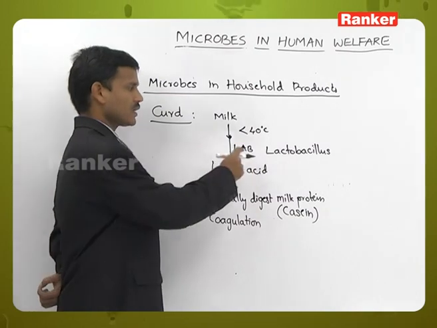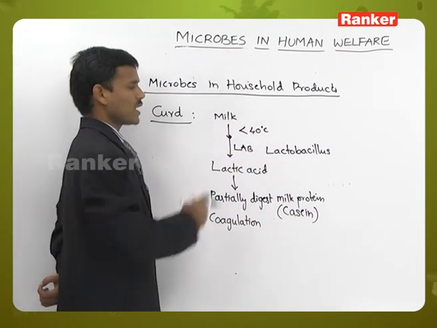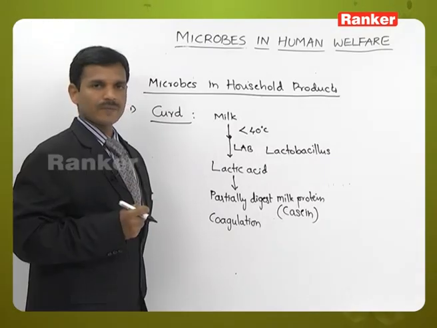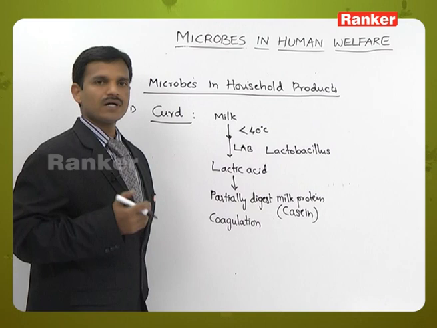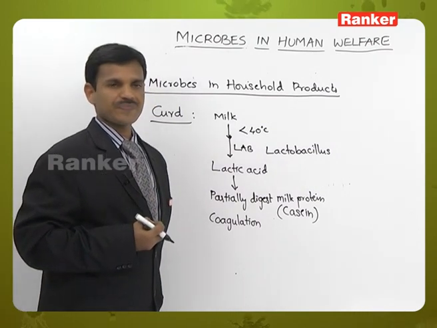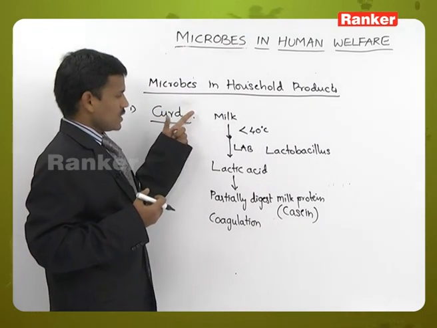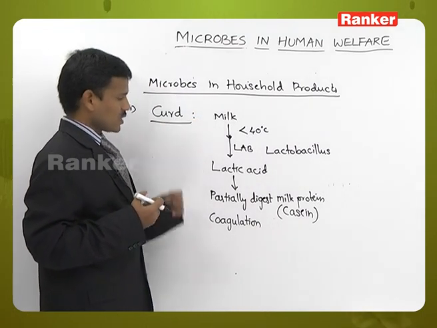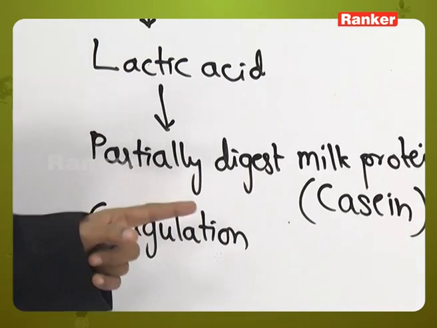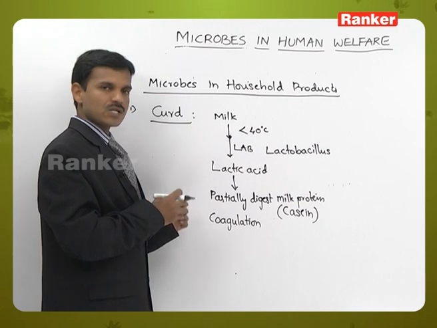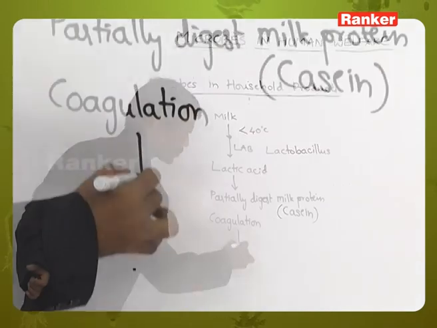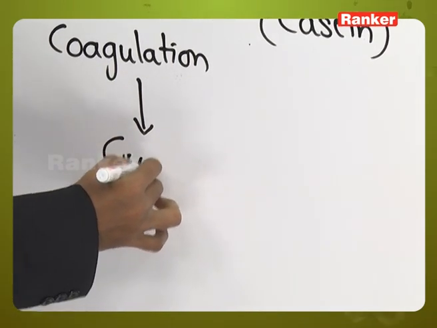So, Lactobacillus is involved in the fermentation process, which is like anaerobic respiration reactions. The milk is converting into curd. The lactic acid is digesting the milk proteins like casein, and other proteins are also coagulated. After the coagulation of all these proteins, it is converted into curd.